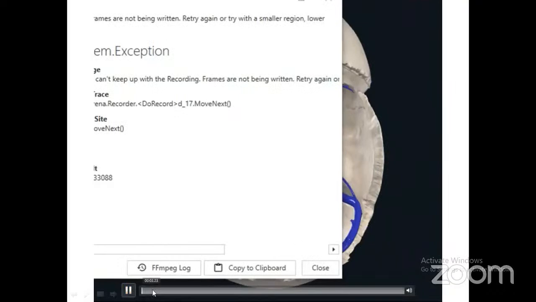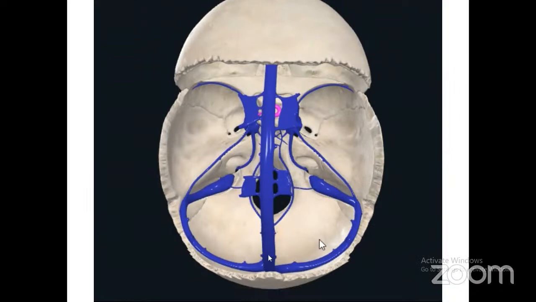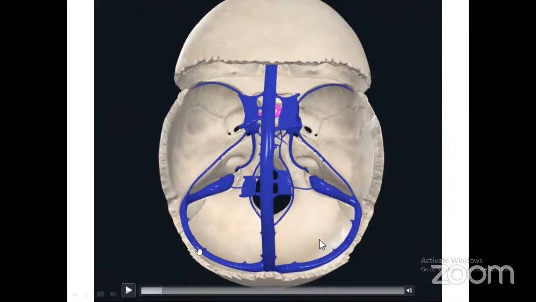And in this video, let us try to see the paired dural venous sinuses. I told you, all the unpaired dural venous sinuses are in the mid-sagittal plane. They are in the median plane of the cranial cavity. Whereas the paired dural venous sinuses are on the sides. You don't require any mnemonic to remember these things.